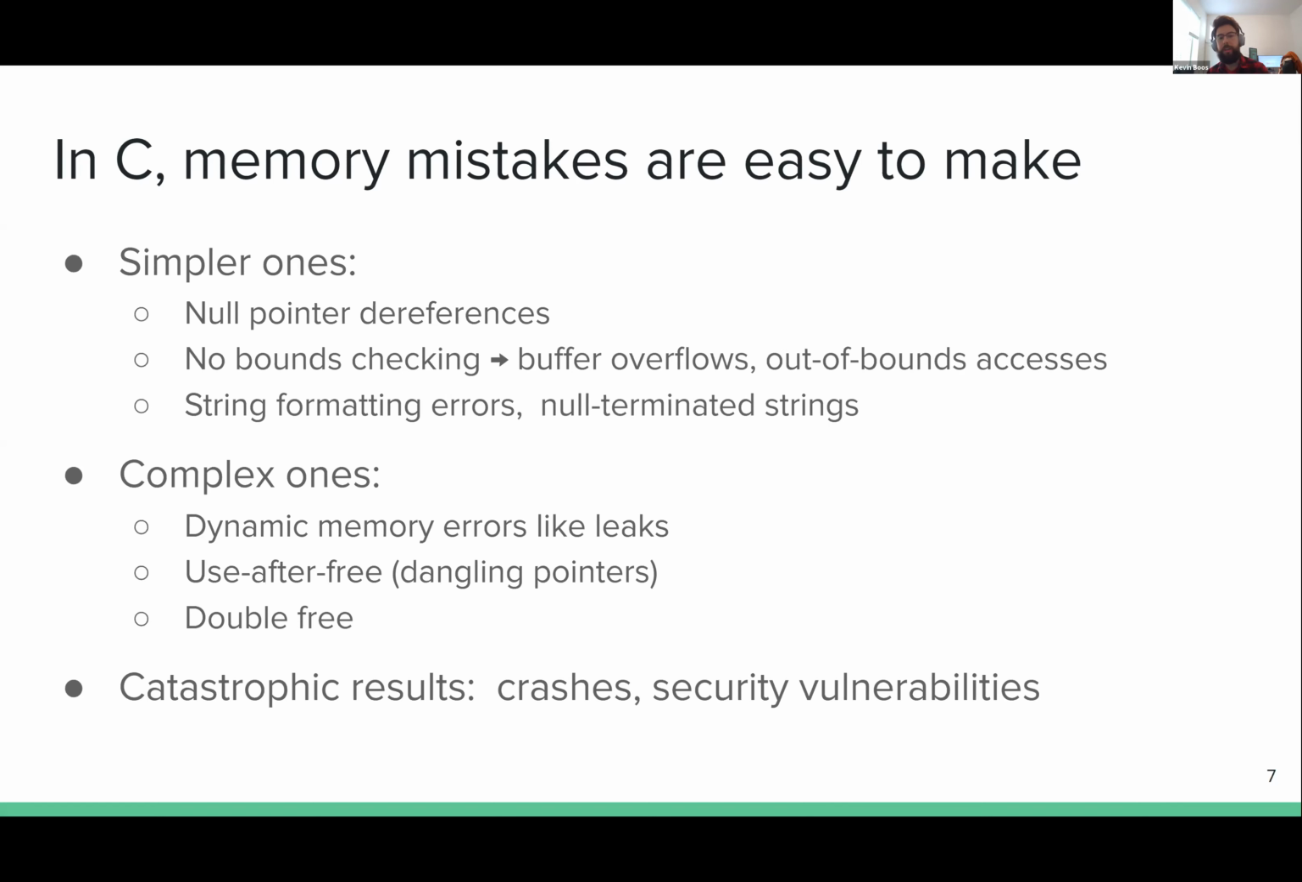And then we have way more complex or subtle memory mistakes, things like dynamic memory errors due to leaks when you forget to free something, using something after you free it, which is also called a dangling pointer, and then double free, right? Freeing something after you've already freed it before. And pretty much every major bug that's reported, all of these vulnerabilities are due to memory mistakes like this, and they frequently cause catastrophic results, huge security problems.